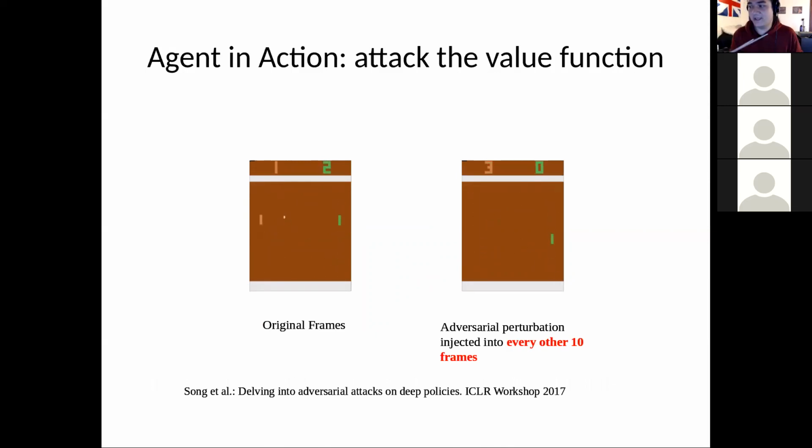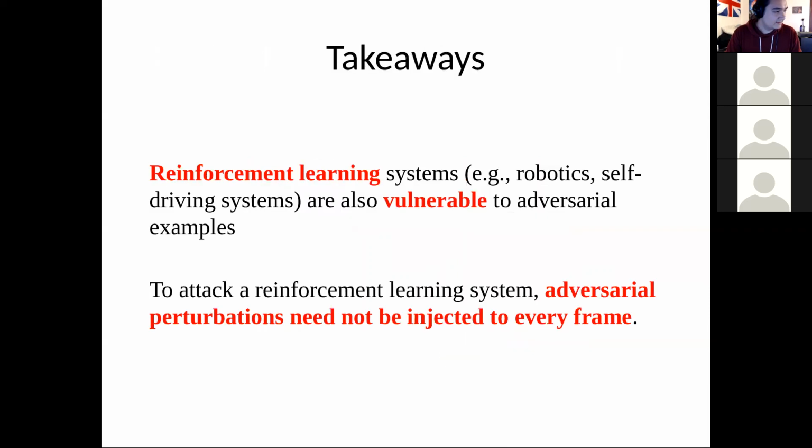So the adversarial perturbation here is injected only into every 10 frames. And so what this allows us to do is make very small perturbations to the input, not even particularly frequently, and we can still achieve very effective results in attacking agents or attacking value functions. So the takeaway here is that reinforcement learning systems are also vulnerable to adversarial examples. To attack reinforcement learning systems, they don't even have to be injected every frame. We can just directly attack these systems. Are there any questions on injecting adversarial examples into RL?